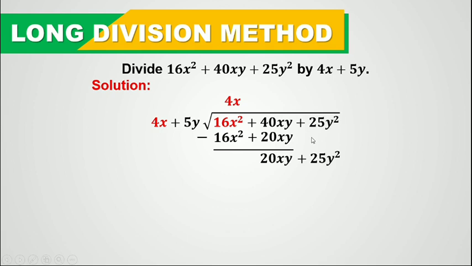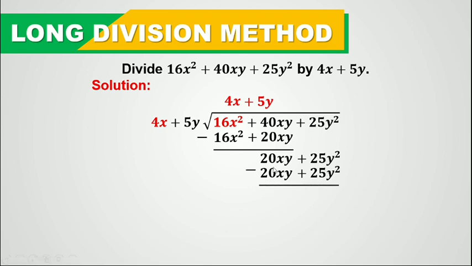And then after that, we're going to divide this again, this one, by this. So 20xy divided by 4x, that's positive 5y. And then we're going to multiply the answer by each of the terms again. So 5y times 4x, that's 20xy. And then 5y times 5y, that's 25y squared. And then subtraction again. Let's subtract them.